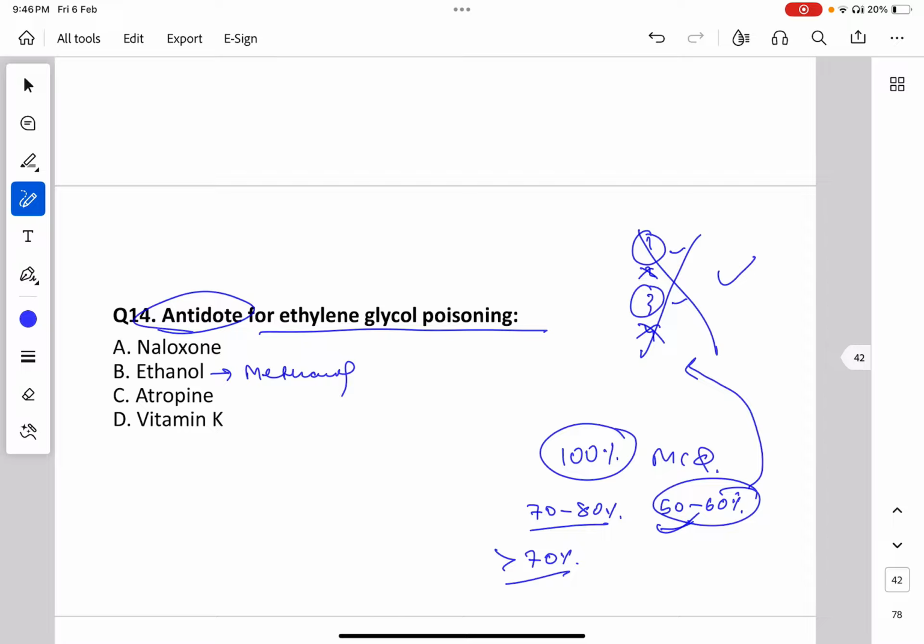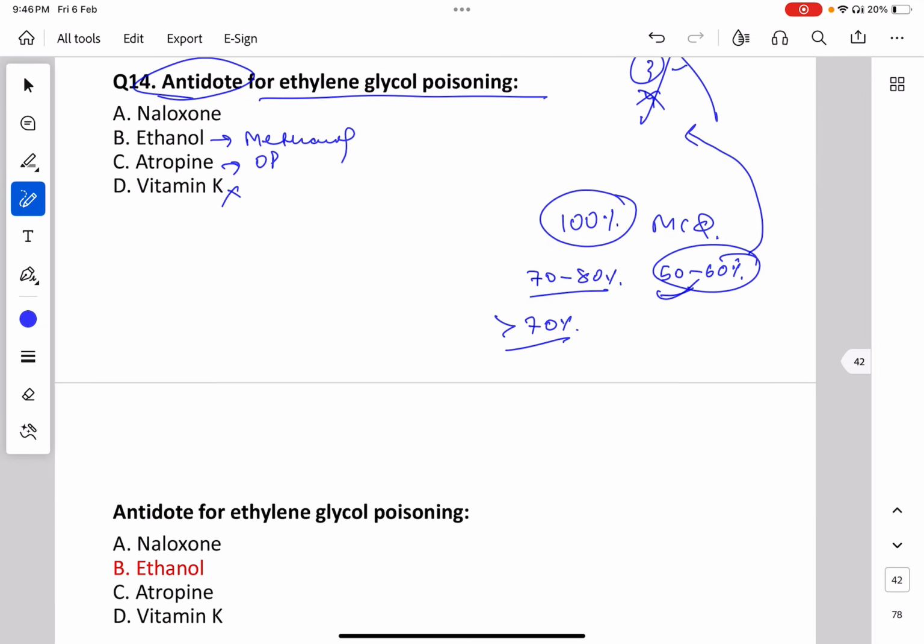Now, the antidote for ethylene glycol: you know ethanol is for methanol, atropine is for OP poisoning. In vitamin K, there is no hematuria or bleeding tendency seen in ethylene glycol, so you can also eliminate vitamin K. But why did I say this? Because this method can sometimes confuse you, since it is not that one thing is related to only one thing. Ethanol is also related to ethylene glycol poisoning.